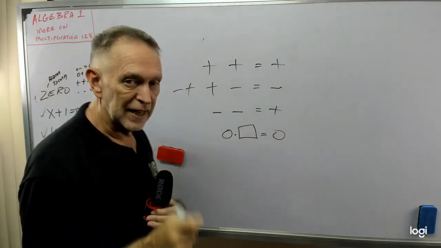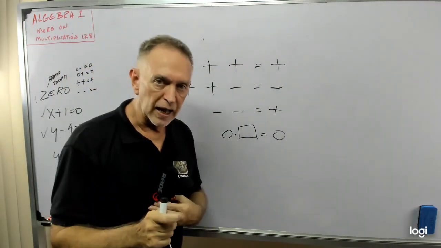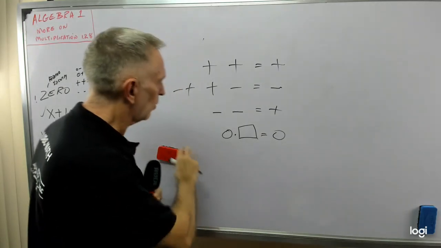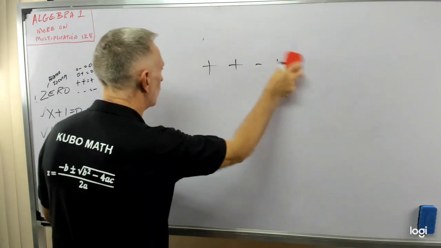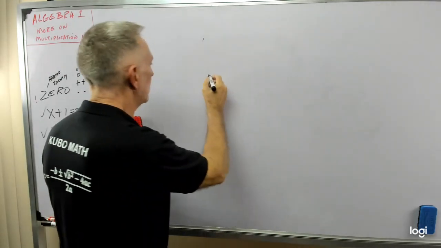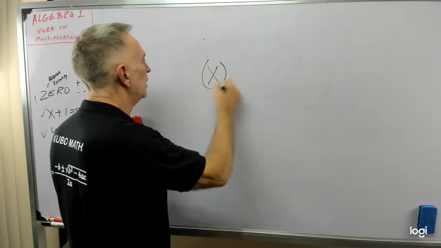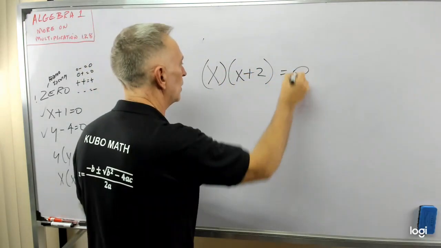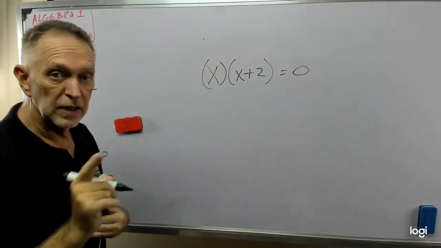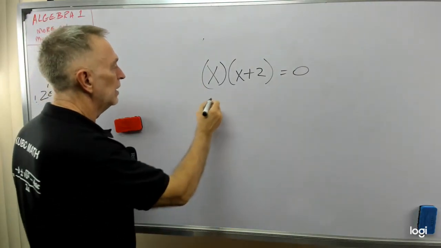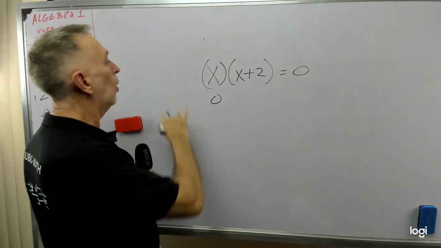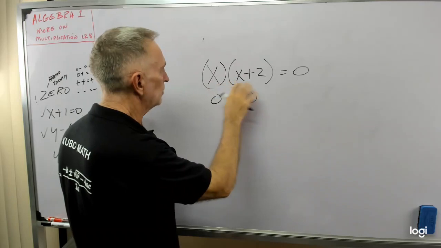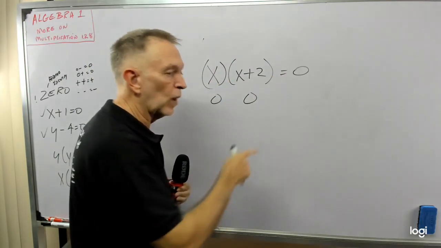So having said that, we can utilize that to solve for the variable in an equation. So let's work one. Let's say we have x times x plus 2 equals 0. What does that mean? It means this can be 0 or that can be 0, because 0 times anything is the only way to get 0.